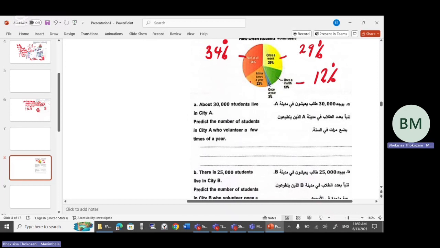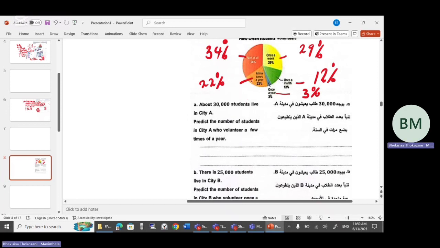few times a year. Few times a year is 22%. So not at all, 46%. Once a week, 29%. Once a month, 12%. And once a year, 3%. There's one here, 3%. And few times a year is 22%.